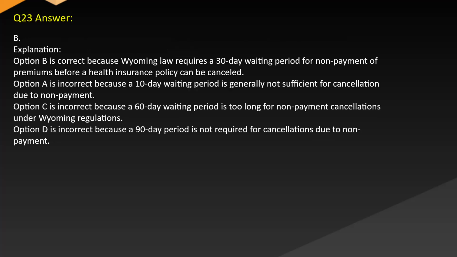Answer: B. Explanation. Option B is correct because Wyoming law requires a 30-day waiting period for non-payment of premiums before a health insurance policy can be cancelled. Option A is incorrect because a 10-day waiting period is generally not sufficient for cancellation due to non-payment. Option C is incorrect because the 60-day waiting period is too long for non-payment cancellations under Wyoming regulations. Option D is incorrect because a 90-day period is not required for cancellations due to non-payment.